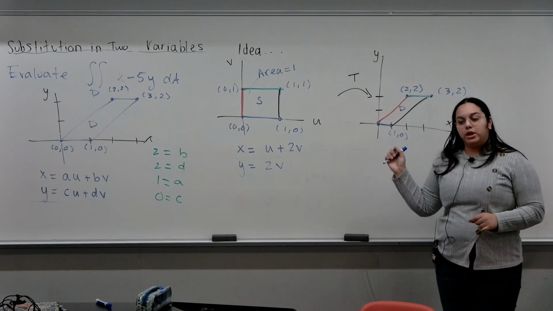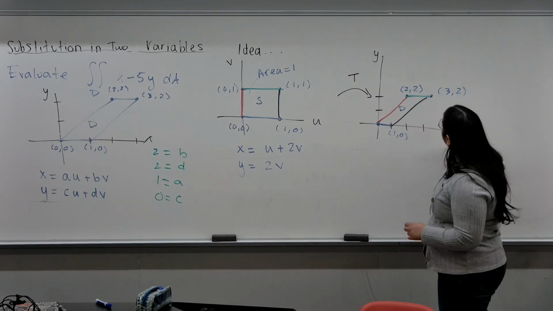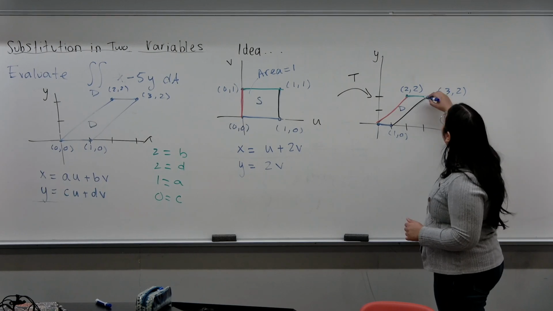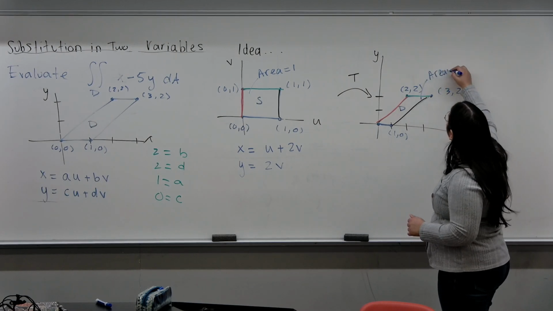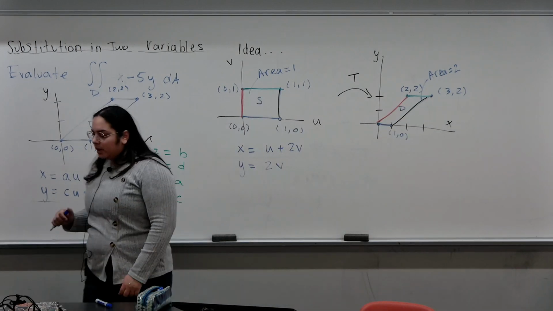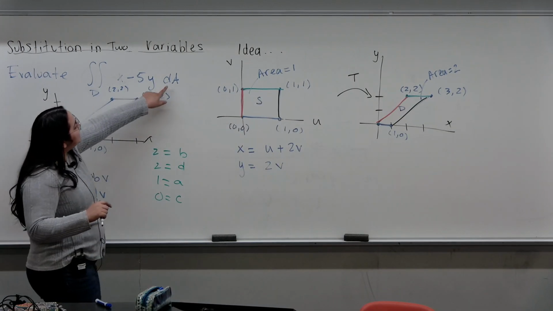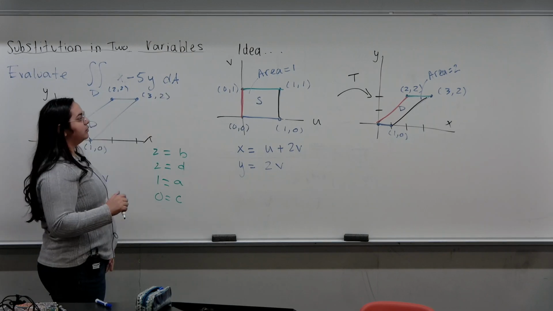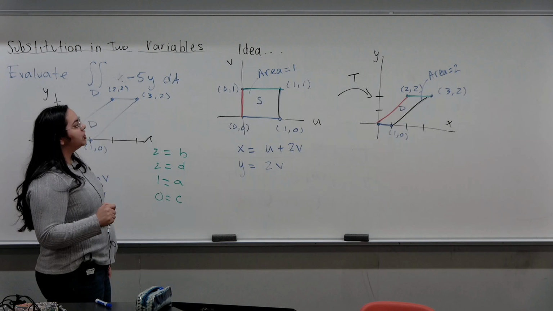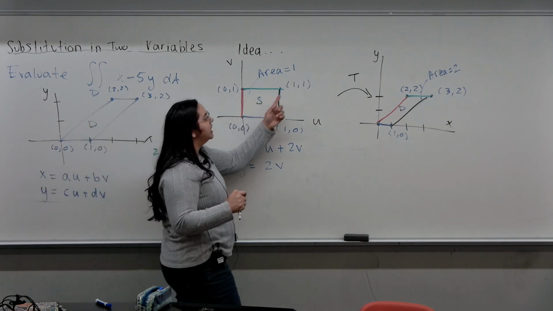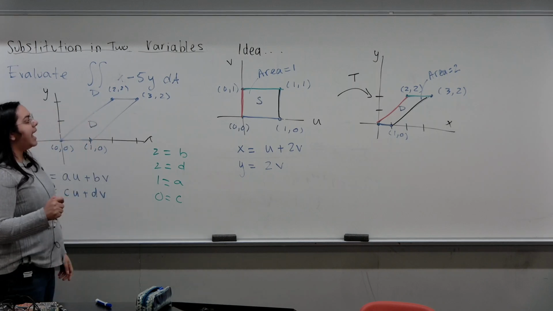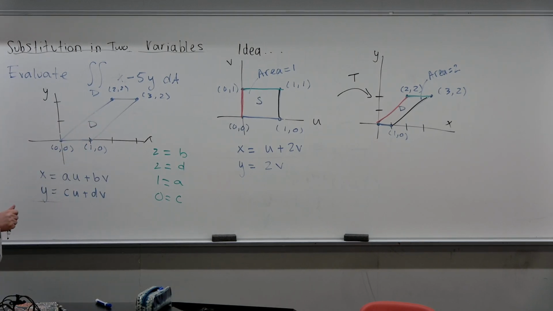We know the area of a parallelogram is base times height. If we compute it, its base is 1 and its height is 2. So this parallelogram actually has an area of 2 units. So when we're thinking about this dA term, when you're doing these changes of variables, dA tells us what the change in the area is. So we went from region S, which had area 1, to region D, which has area 2.